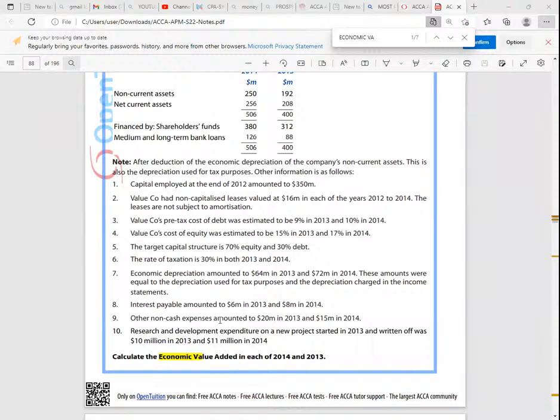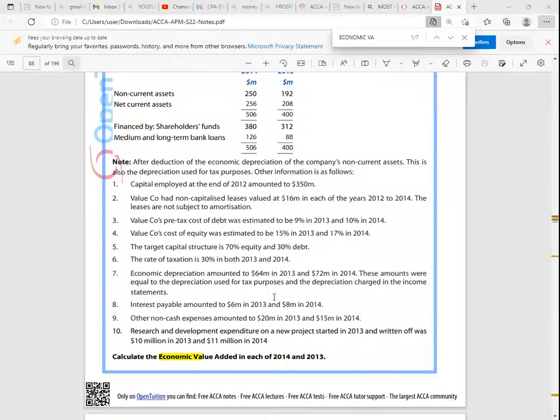Quite confusing, but my students normally understand this. So the non-cash expenses from note number 9, how much should I write here really? Non-cash expenditure for 2013. No, they're not talking to me. I don't know, for whatever reason, these students have decided to switch off. 20 and 15, 20 and 15.